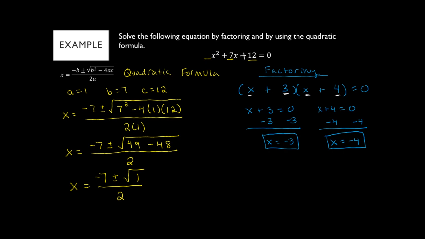To simplify this further, I need to actually take the square root of 1. You can do that on your calculator. The square root of 1 is something you just want to know is equal to 1. So now I need to rewrite that by taking the square root of 1, which results in 1. I actually have to go to another slide here because I don't have enough room. So I've got x equals -7 plus or minus 1 over 2.